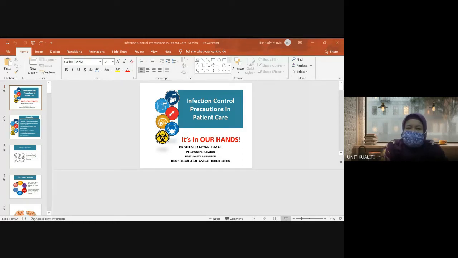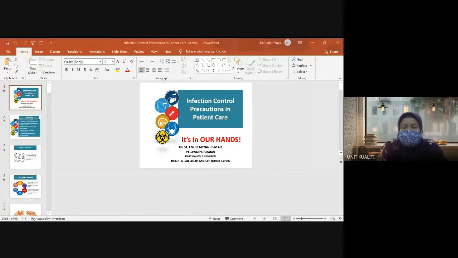Okey, kandungan untuk hari ini, saya akan go through basic of infection control, challenges in government hospital, definition of healthcare associated infection, SCAI, the transmission routes of SCAI, hand hygiene, infection control precautions, and also case discussion. And then later on, a little bit about needle stick injury. Okay.